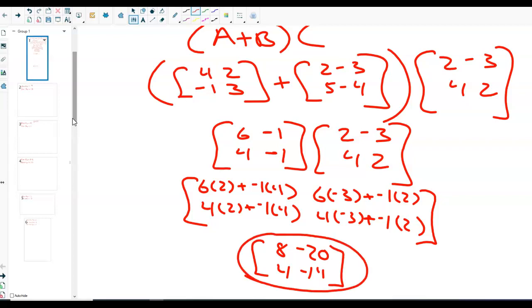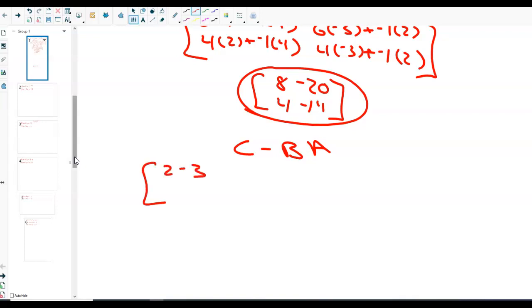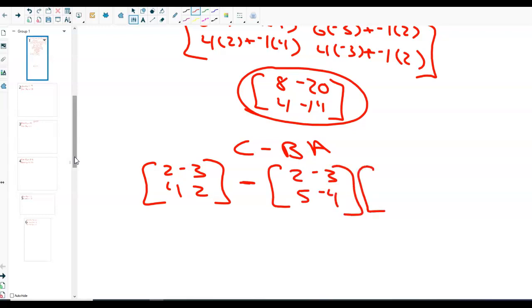The order does matter. So once again, my advice is write the problem out. C minus B at, I'm going to write [2, -3; 4, 2]. Minus, I've got to write the B first: [2, -3; 5, -4]. Times my A, which is [4, 2; -1, 3]. Okay? It's got to be that.